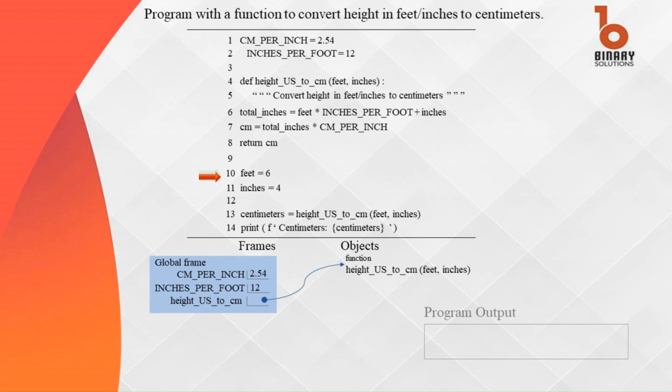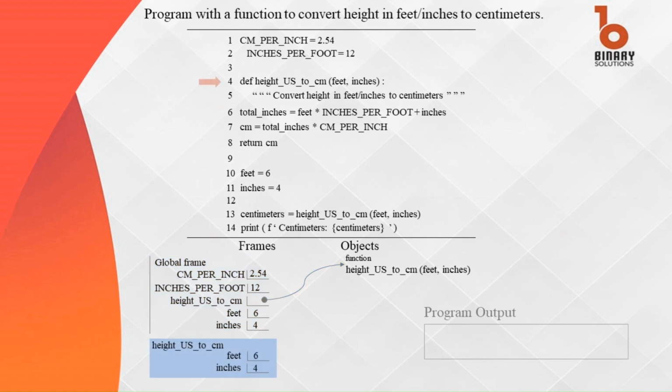Next, a function named height_US_to_cm(feet, inches) is defined. This function takes two numerical parameters: feet, the height in feet, and inches, the additional height in inches. Inside the function, the total height in inches is calculated by multiplying the feet by INCHES_PER_FOOT and then adding the inches. The total height in inches is then converted into centimeters by multiplying it by CM_PER_INCH. Finally, the result in centimeters is returned. When the function height_US_to_cm(6, 4) is called with the arguments 6 for feet and 4 for inches, the function performs the calculations in its local frame.